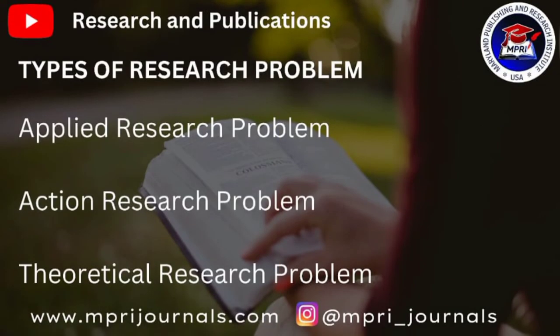There are 3 types of research problems. 1. Applied research problem. 2. Action research problem. 3. Theoretical research problem.